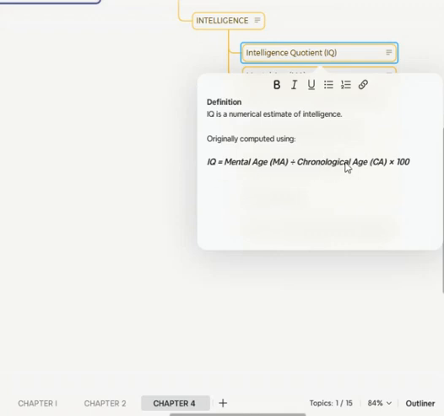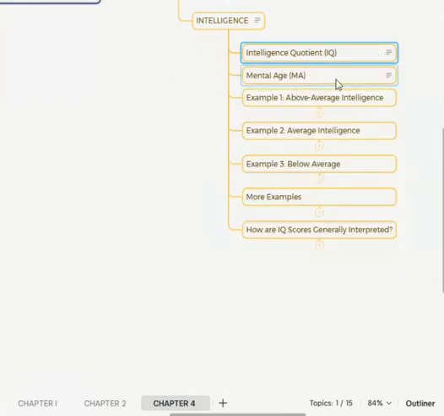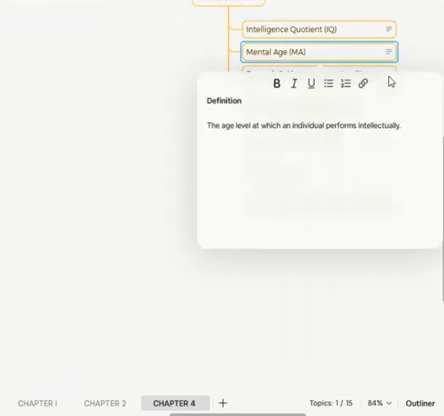So you try to remember, if you want to know the IQ of our student. And then mental age. What is the mental age? Mental age, definition: the age level at which an individual performs intellectually. So this one is the definition.